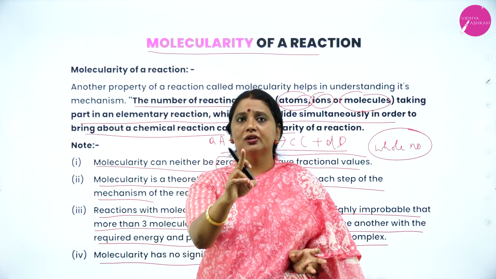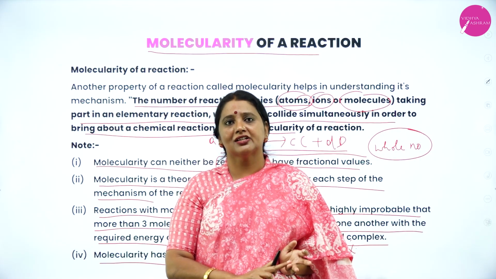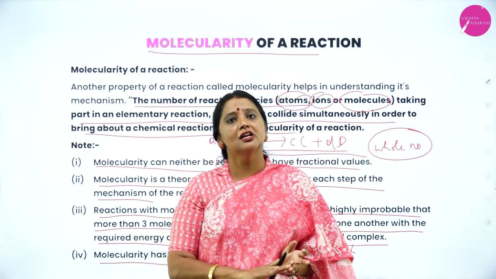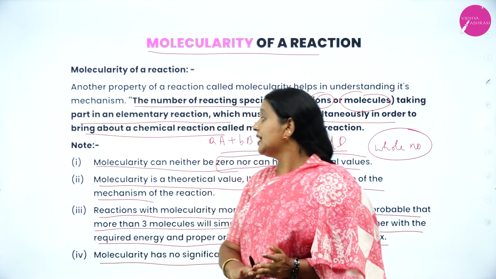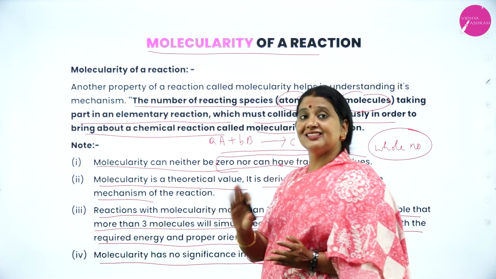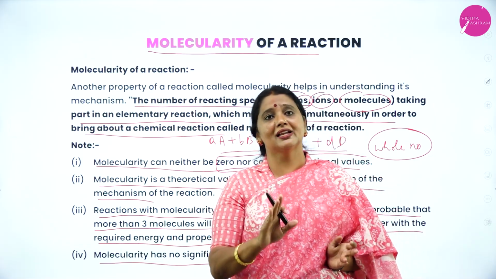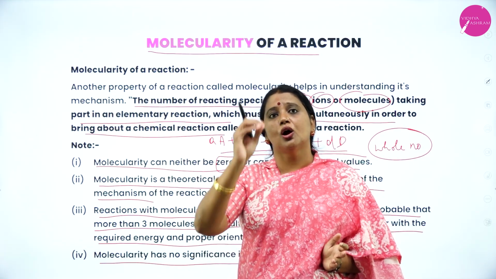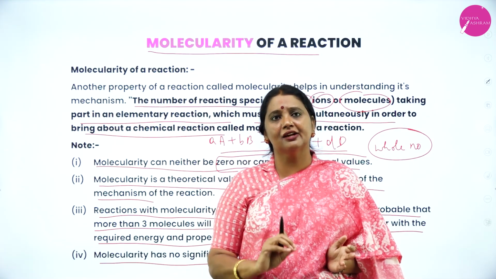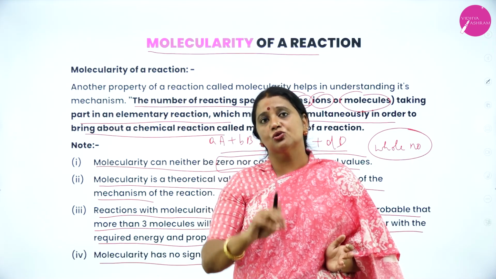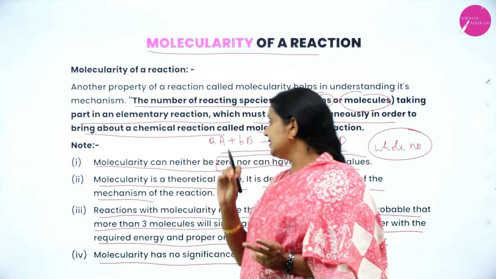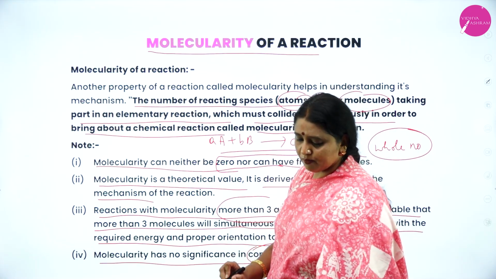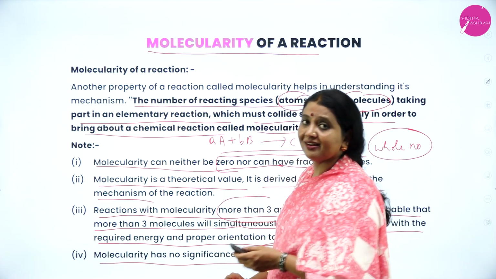Molecularity is always a whole number. It is not zero or a fraction. Molecularity is only applicable to elementary reactions, not for complex reactions, and molecularity is a theoretical value. To get molecularity, there is no need of any experiment. You should know how to balance the chemical equation, because molecularity is obtained from the balanced chemical equation, and molecularity more than 3 is very, very rare.